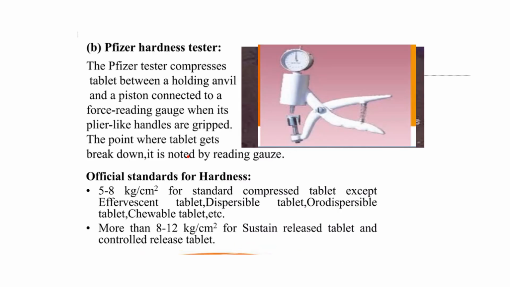And this is the Pfizer hardness tester. Here also it's just like a plier that we are using. The tablet we place here and we just press, and while pressing the tablet will break, and how much force we have applied will be read from the force reading gauge. Already we said that the official standard is 5 to 8 kilogram per centimeter square, and for sustained release it is 8 to 12 kilogram per centimeter square.